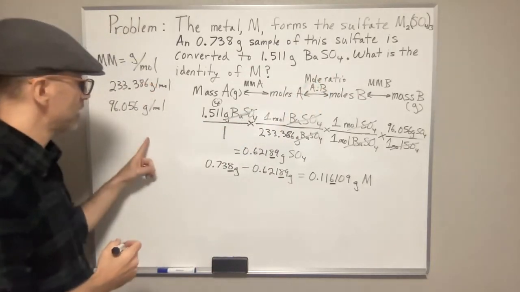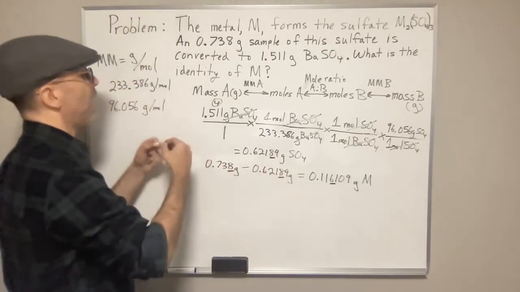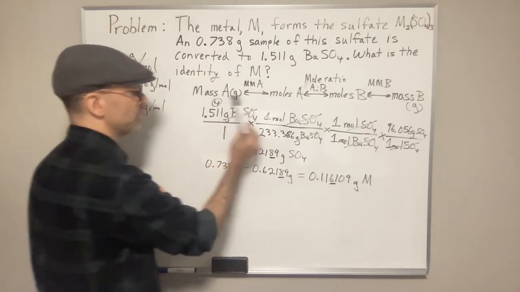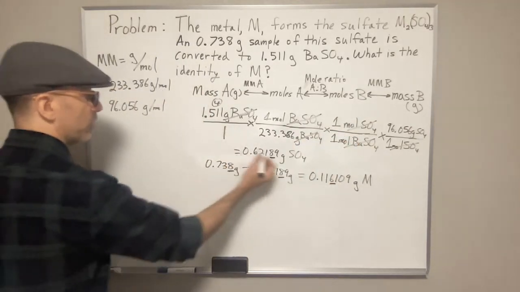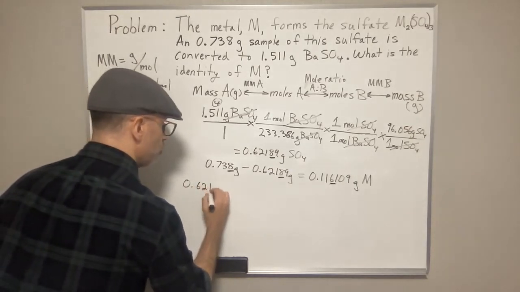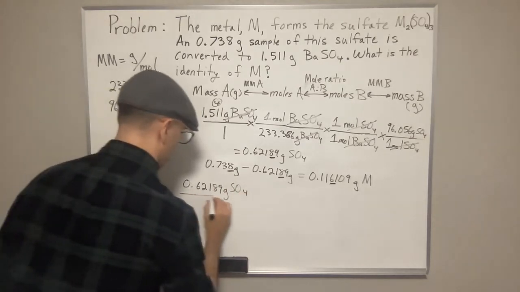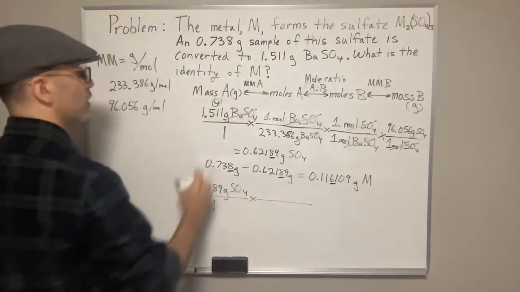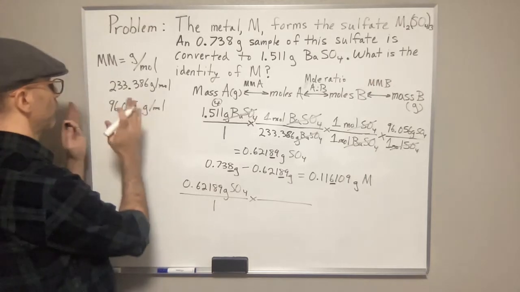And so since I have grams of sulfate here, I can use my roadmap to convert from grams of one substance to moles of a different substance. So here, now I'm going to start with grams of sulfate: 0.62189 grams of sulfate over 1. And the first step is to convert sulfate into moles using the molar mass of sulfate.